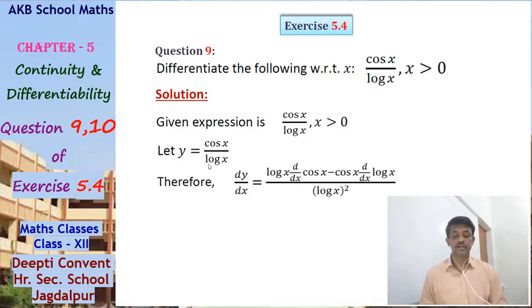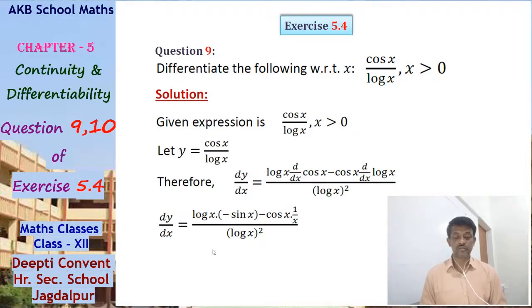Here, division formula, numerator upon denominator. Denominator is square, in the denominator log x square, into denominator into derivative of numerator, minus numerator into differentiation of denominator, log x. Okay. So dy by dx equals what? Log x into cos x, derivative of cos x, minus sin x, minus cos x into log x, derivative of log x, 1 by x. So this is the value. Now solve it.